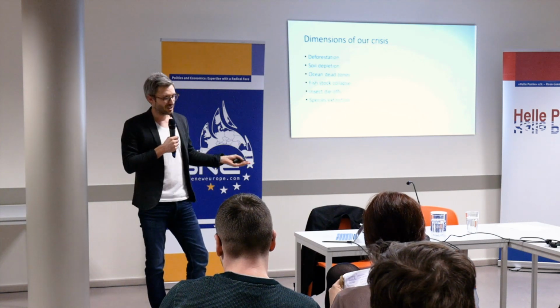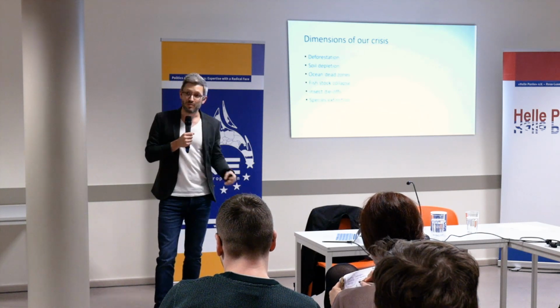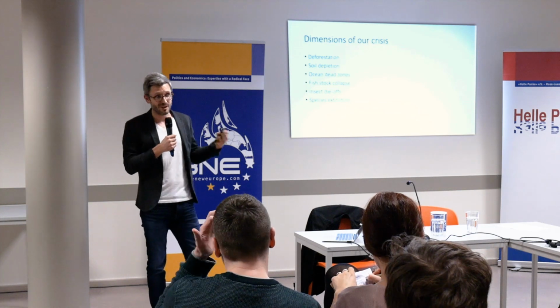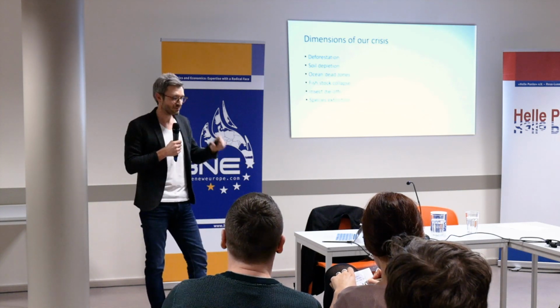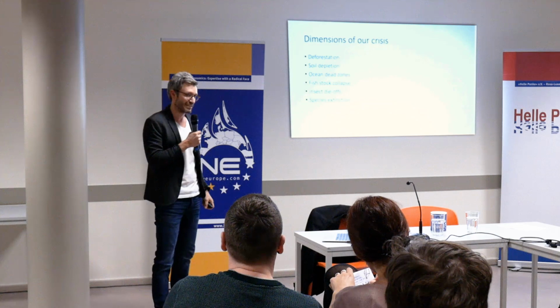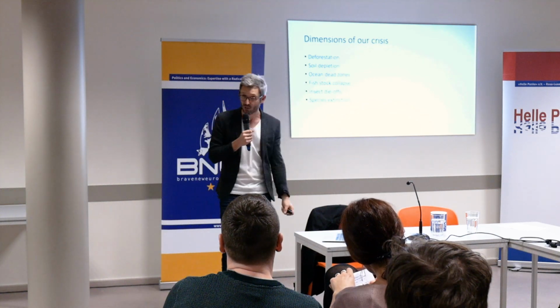But more broadly, we're in a situation where the background rate of extinction is about 1,000 times faster than before the Industrial Revolution, with scientists saying that we're in the 6th mass extinction, with the last one having happened about 66 million years ago.